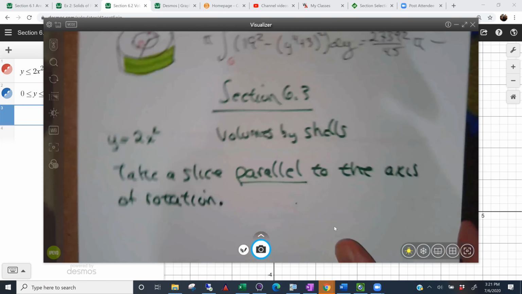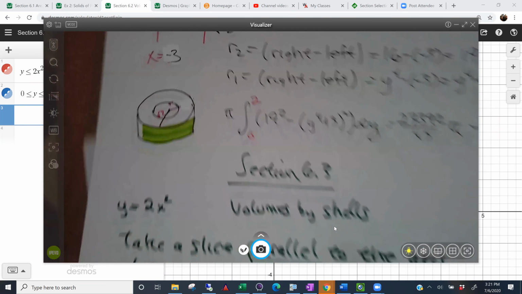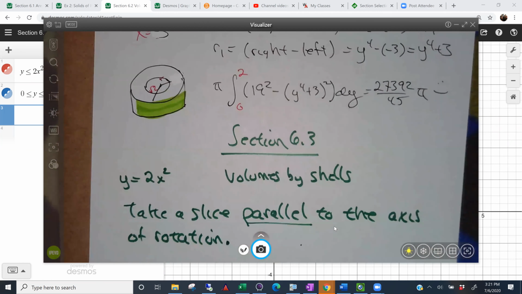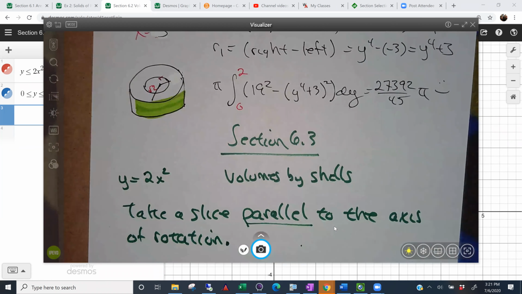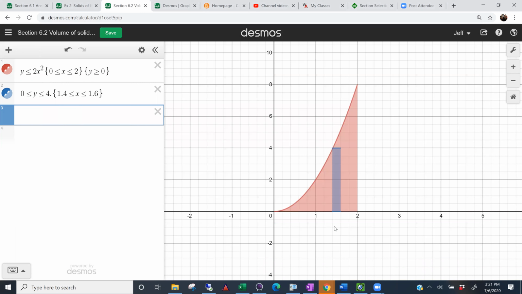So let's work with a particular function. That was going to be y equals 2x squared. And I've got that graph over here, I think. How about here? There you go. y equals 2x squared. And we're going to graph that and figure out its volume of rotation by rotating it around the y-axis.